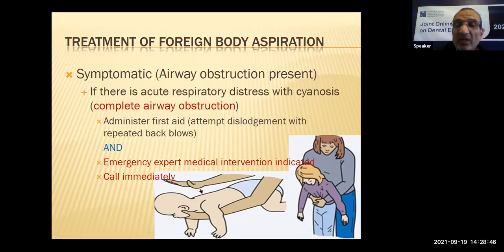If there is acute respiratory distress with cyanosis, it means complete airway obstruction. At the first time, we must administer first aid, attempting to dislodge it with repeated back blows. At the same time, it means emergency expert medical intervention, which means call the emergency center immediately.